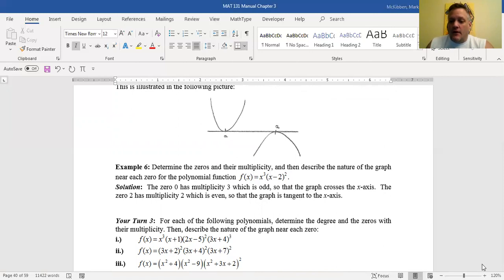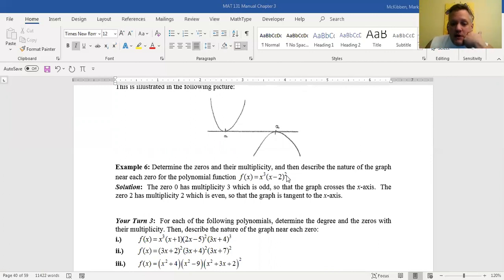All right. So here, there are 2 zeros, or it's already factored, so we don't have to worry about doing that. The zeros are linked to each of these factors. The 0 for this guy is 0. Its multiplicity is 3, which is odd. And so we know that the graph crosses the x-axis tangentially, right?